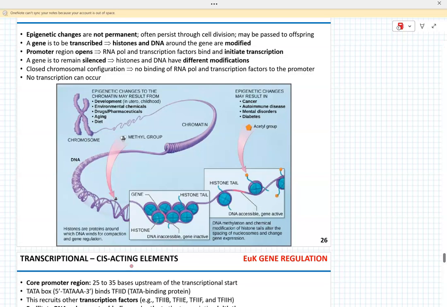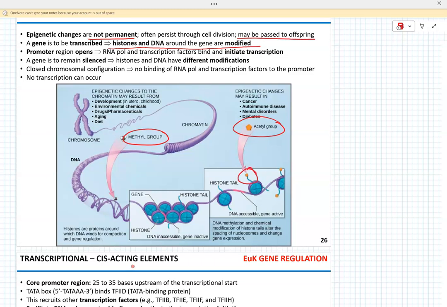Epigenetic changes, such as methylation or acetylation, are not permanent. However, they can persist through the process of cell division and can even be passed to offspring. If a gene has to be transcribed, the histones and DNA are modified. DNA can be demethylated, while histones will be acetylated.